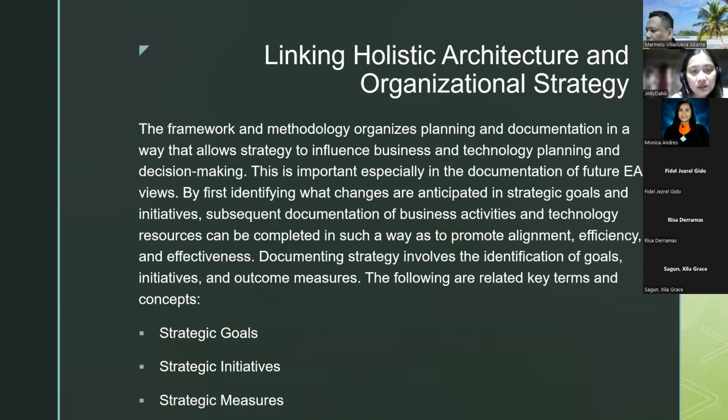This is important especially in the documentation of future EA views, by first identifying what changes are anticipated in a strategic goal and initiative. Subsequent documentation of business activity and technology resources can be completed in such a way as to promote alignment, efficiency, and effectiveness. Documenting strategy involves the identification of goals, initiatives, and outcome measures.